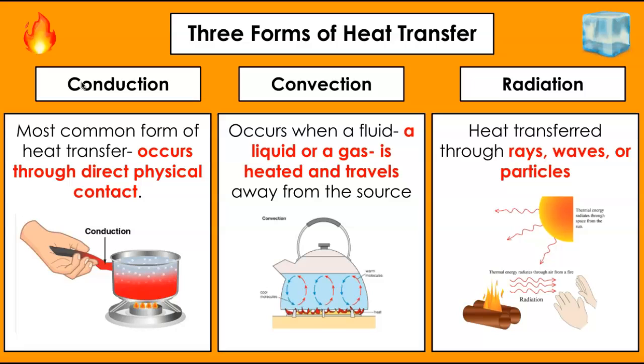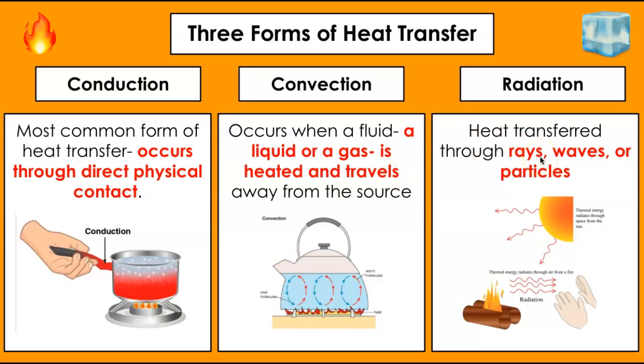Convection, probably the second most important, occurs when a fluid, this can be either a liquid or a gas, is heated and then begins to travel away from the source. You can think about what happens inside of this tea kettle when water at the bottom of the kettle is heated and it begins to travel up and around and heat the surrounding fluid around it.